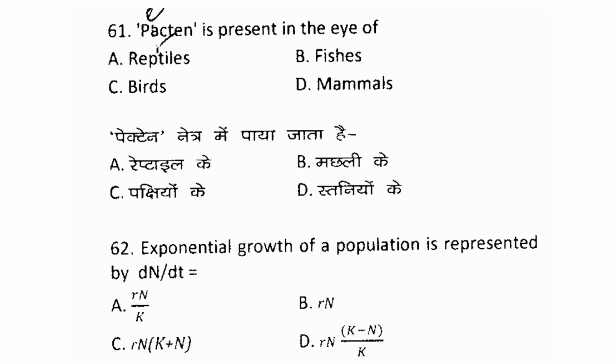The next question is: pecten is present in the eye of? So the answer here is bird. Although we can say that it is also present in some reptiles, birds have this pecten present in the eye. Next question is: exponential growth of a population is represented by dN by dt. So dN by dt, the rate of change of growth with time, is rN, where r is the growth rate and N is the number of cells at the initial.